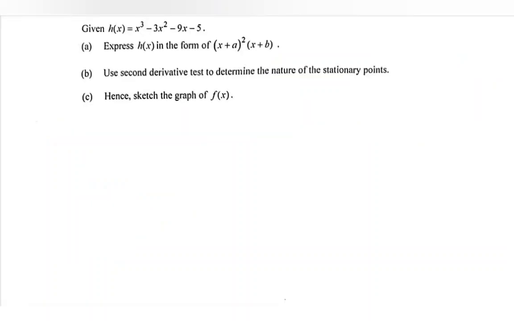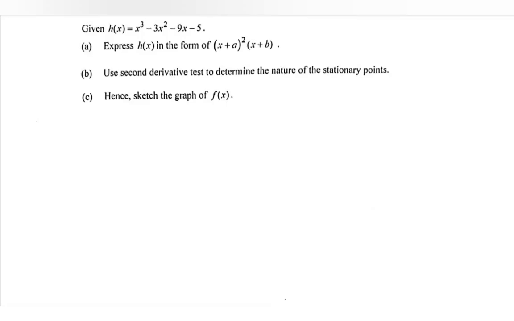Hello everyone, in this video I'm going to discuss an example for application of differentiation. Given h(x), which is x to the power 3 minus 3x squared minus 9x minus 5. A, express h(x) in the form (x plus a) squared multiplied with (x plus b). B, use the second derivative test to determine the nature of the stationary point, and then C, sketch the graph. For case A, my suggestion would be to use the trial and error method in order to find one of the factors.